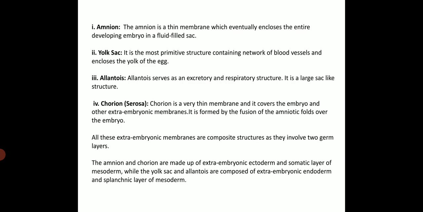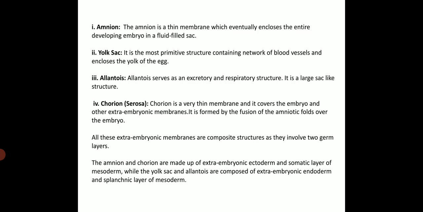The amnion and the chorion are made up of, remember, extra-embryonic ectoderm, ectoderm meaning the outer layer, and the somatic layer of mesoderm, while the yolk sac and the allantois are composed of extra-embryonic endoderm and the splanchnic layer of mesoderm. In earlier classes, we have already discussed that the mesoderm is split into two, the somatic layer of mesoderm and the splanchnic layer of mesoderm.